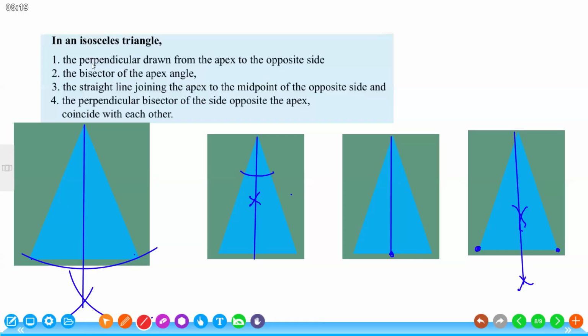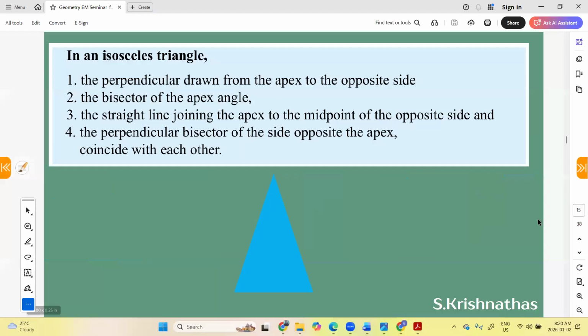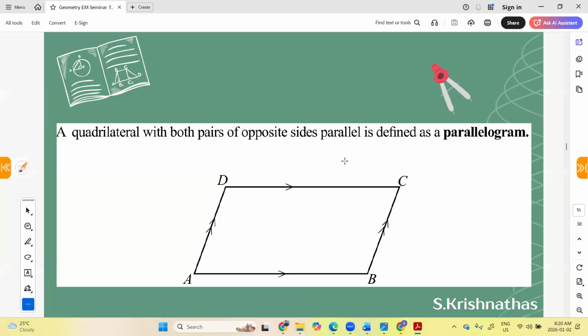So here, in an isosceles triangle, the perpendicular drawn from the apex to the opposite side, the bisector of the apex angle, the straight line joining the apex to the midpoint of the opposite side, the perpendicular bisector of the side opposite to the apex are same. All are same. This is a very important conclusion. Now we can go to the parallelograms.